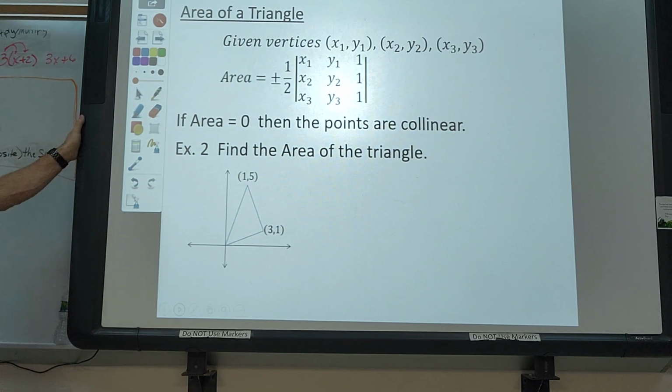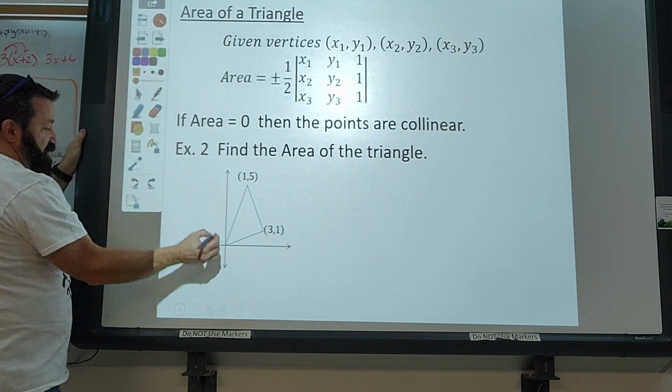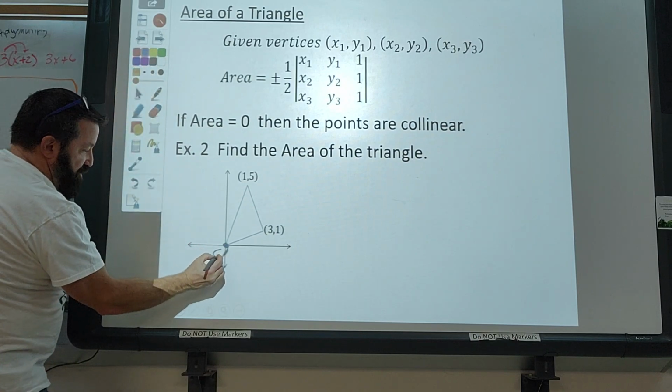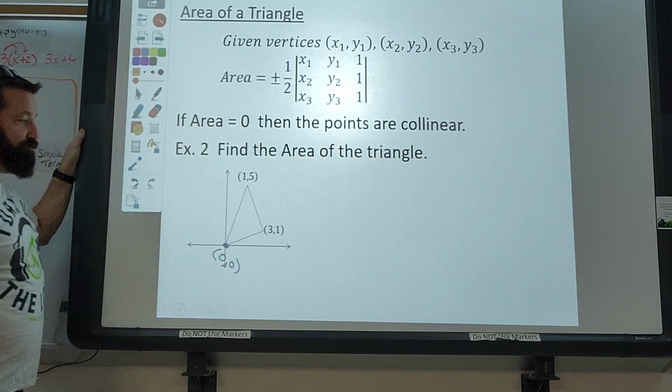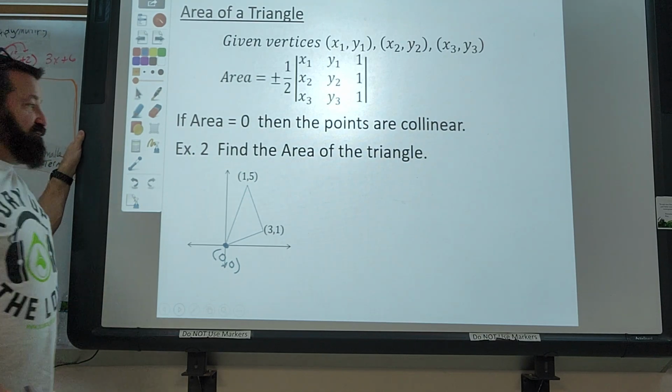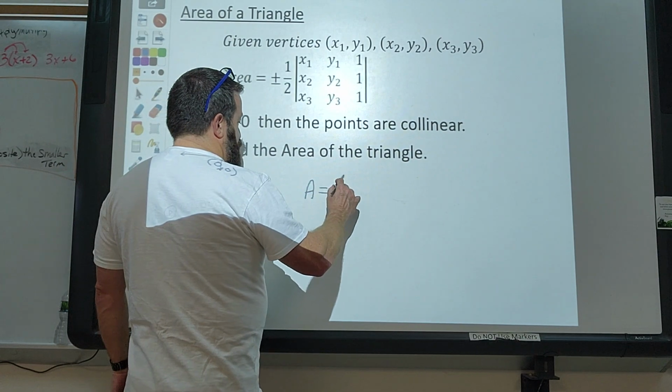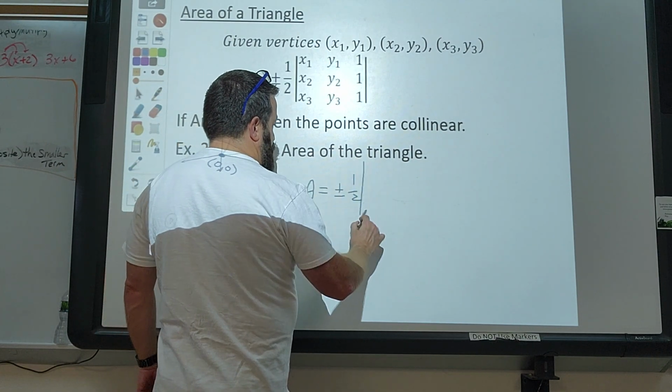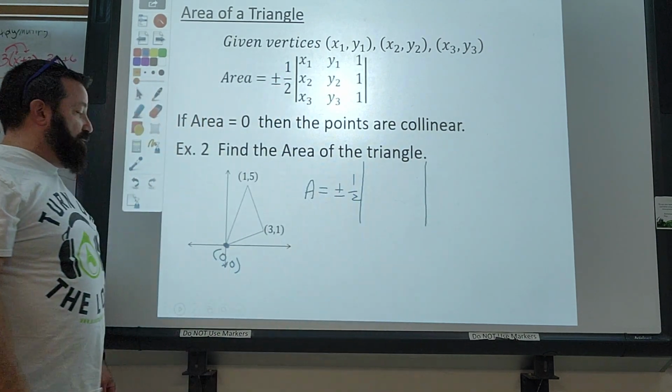So, we're going to find the area of this triangle. I'm only giving you 2 points because what's this point? 0, 0. Yep, that's 0, 0. All right, so it may not be shown, but you can see it's at the origin. So if I want to find the area of this, the area equals plus or minus 1/2, okay, and I'm going to create a determinant here.